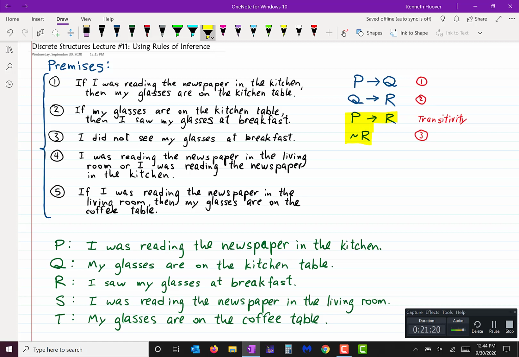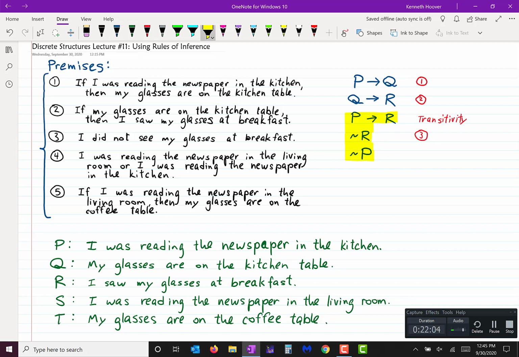P implies R, along with not R. What conclusion could I make from that? If I was reading the newspaper in the kitchen, then I saw my glasses at breakfast. But I did not see my glasses at breakfast. So, what can you conclude? You must not have been reading the newspaper in the kitchen, right? In other words, the negation of P.